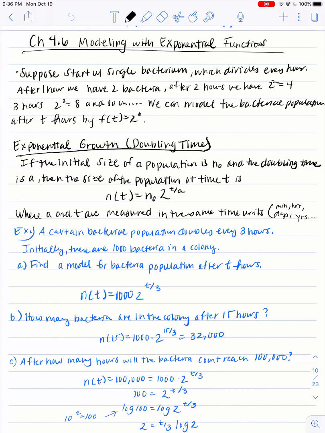So we could model the bacteria population after t hours by f of t equals 2^t. So we have a base 2 here in this case because we're doubling every hour, and it grows off of each other. So this is exponential growth with time doubling.